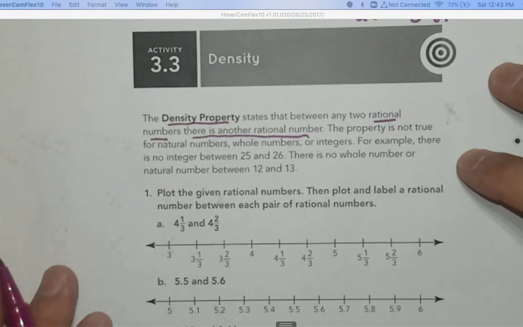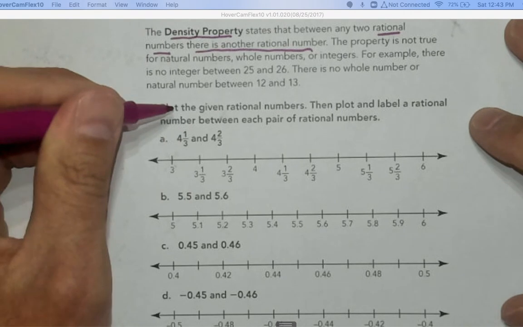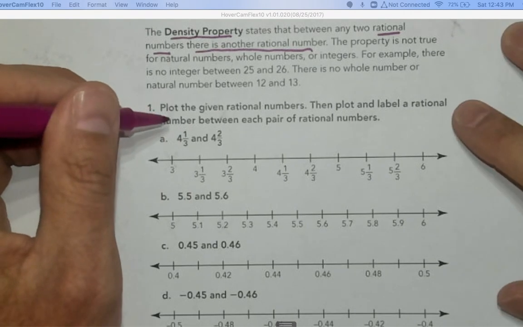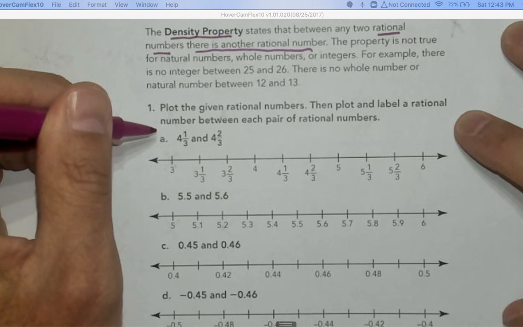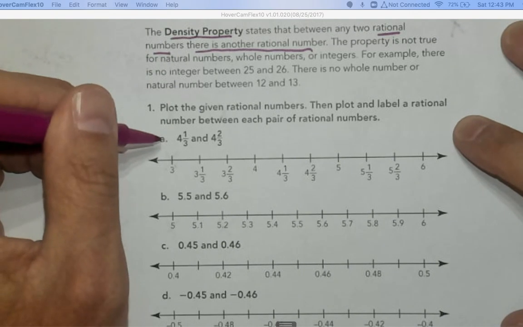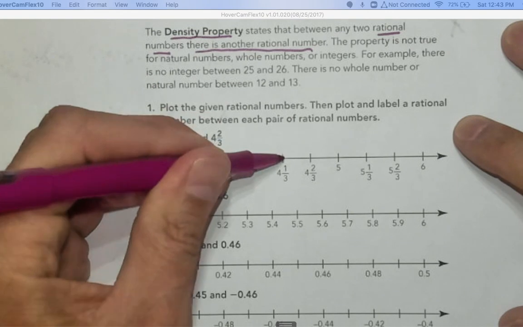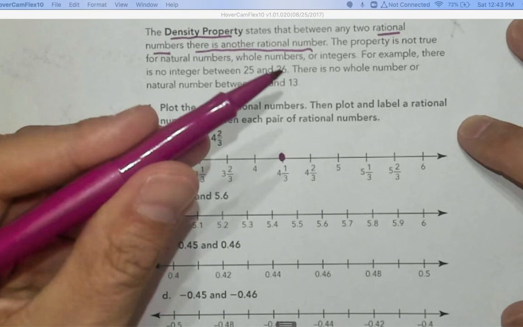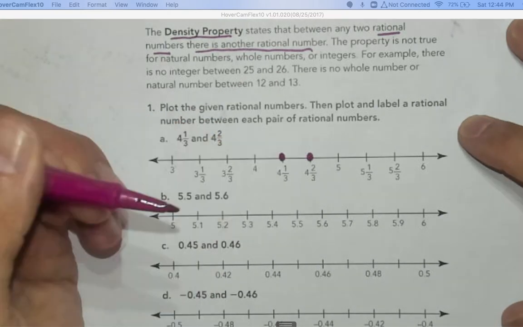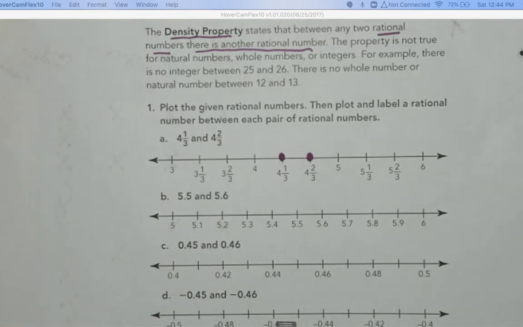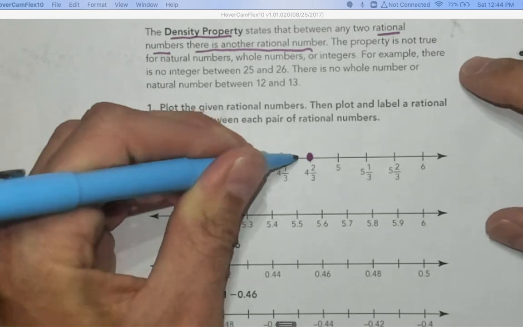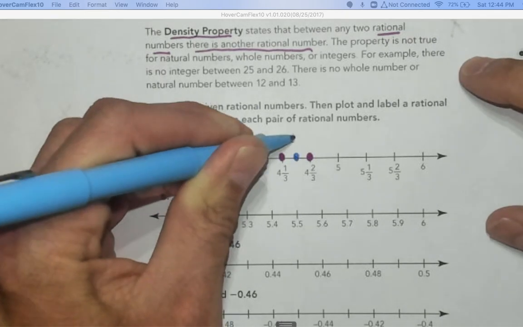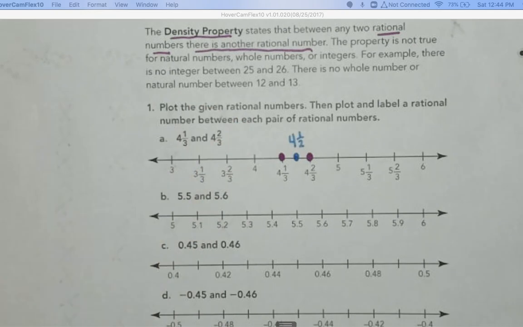Okay. First, we have to plot the given rational numbers, then plot and label a rational number between each pair of rational numbers. So we have 4 1/3 right here, and then we have 4 2/3 right here. An option for something that's between those two numbers could be something like 4.5. But you could have a whole bunch of different numbers, an infinite amount of numbers that are between those two numbers. And that's what the density property is stating.